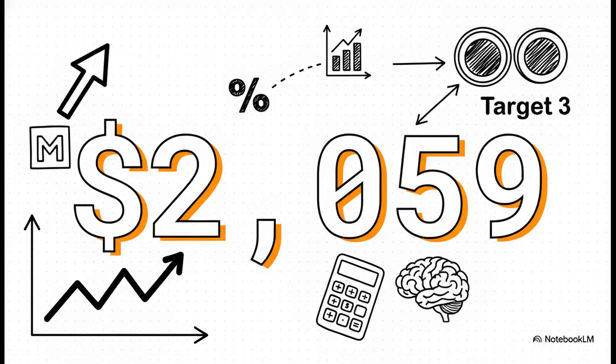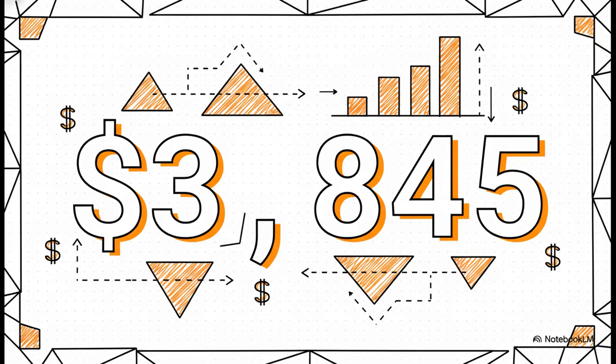Let's calculate the expected outputs here. For scenario number 1, which involves an entry at M and a full exit at target 3, simple arithmetic yields an expected total profit of $2,059. To put that into perspective, that's a 2.059% expected return. Alternatively, if we look at scenario number 2, where we combine both entries and plot exits at target 2 and target 3, the expected total profit evaluates to $3,845. This yields a 3.84% expected return, all based entirely on the structural geometry.